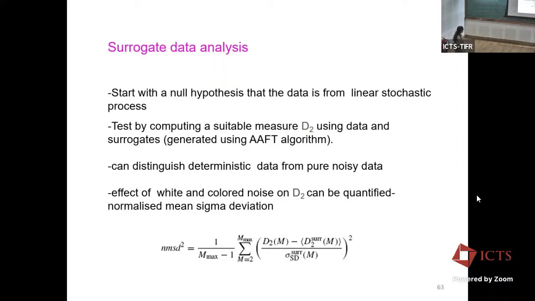So we can check whether the data comes from a deterministic system or from purely noisy data. We can actually quantify that, the difference between the value for the data and the average value of all the surrogates together. We can distinguish for any measure. I am showing it for D2 here as a normalized mean sigma deviation. That is what is shown.